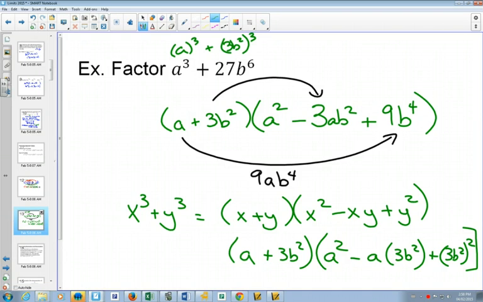And you can see when you square 3b squared, you'll get your 9b to the 4. And when I multiply a negative a times 3b squared, that's the same as a negative 3ab squared. So you can have the formula to work from to figure out the factoring. Or if the multiplication works for you, you can do that as well.